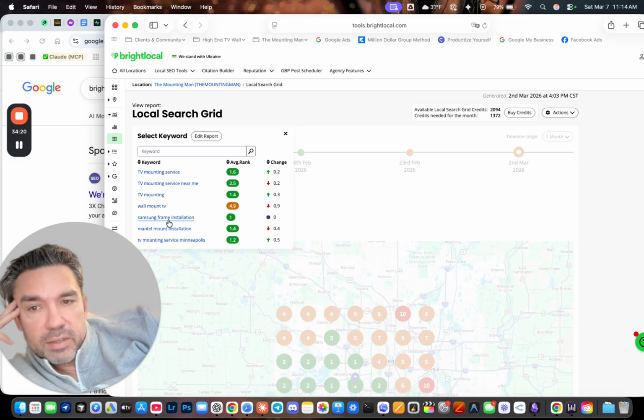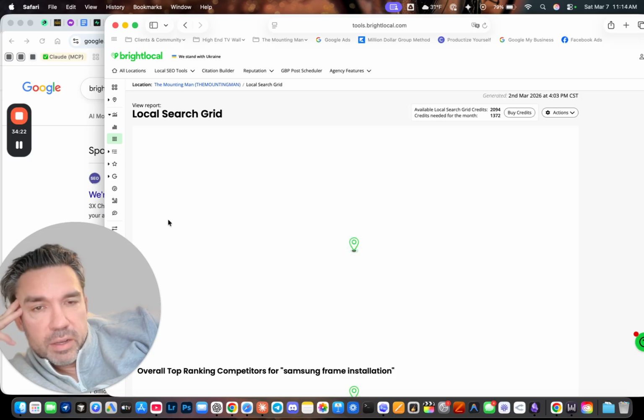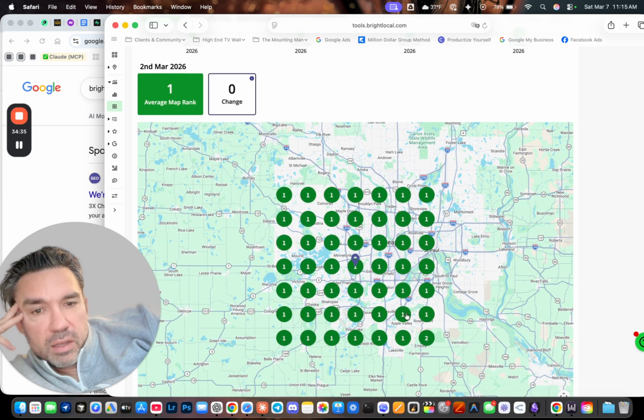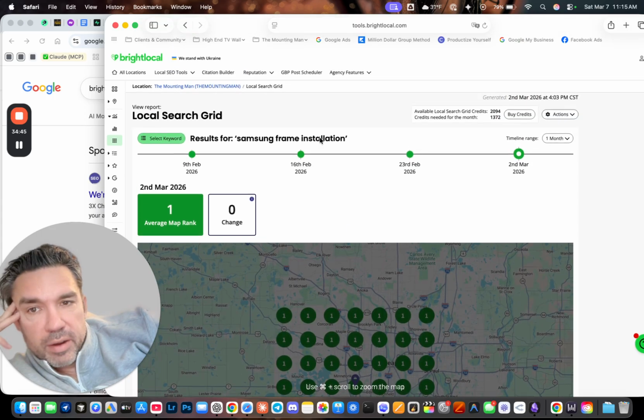And so you'll see stuff like Samsung frame installation. This is where all the money is. Wall mount TV, no money, lots of headaches. Samsung frame installation, if this thing ever pops up, look at that. All ones all across the board. And it would keep going if we had this wider, obviously. I mean, you can see a general trend there.